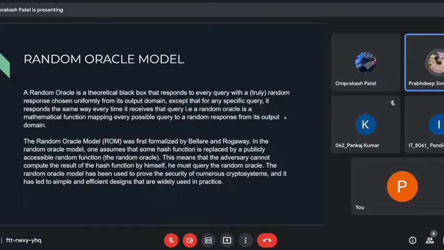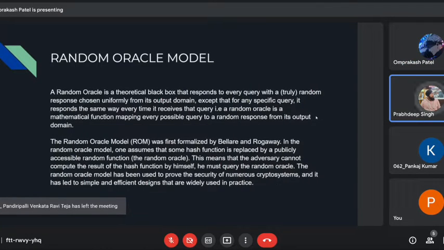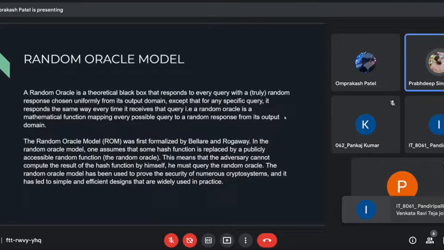In the random oracle model, one assumes that some hash function is replaced by a publicly accessible random function. This means the adversary cannot compute the result of the hash function by himself. He must query the random oracle. The random oracle model has been used to prove the security of numerous cryptosystems, and it has led to simple and efficient designs that are widely used in practice.